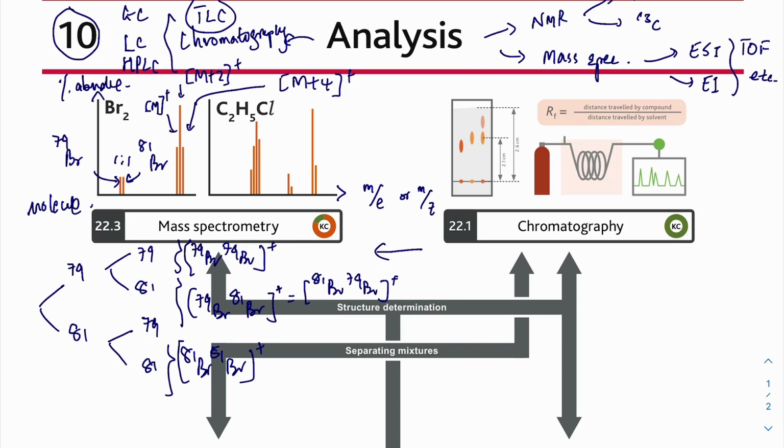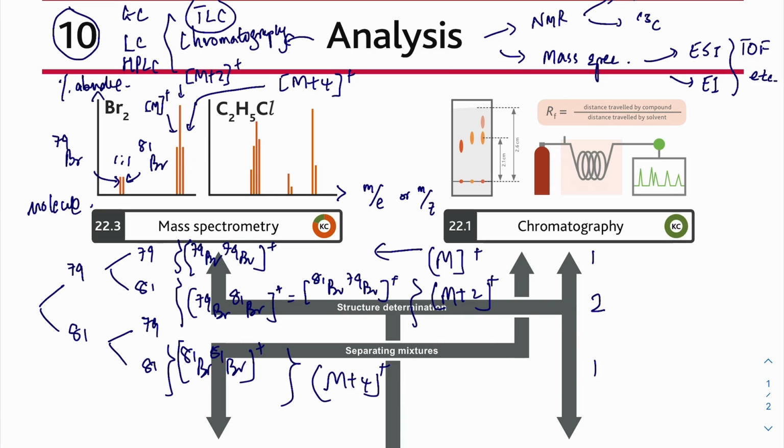So you get M plus, you get M plus 2, plus, you get M plus 4, plus. This gives you the one line. This gives you two lines. Well, exactly not two lines, but it's double the intensity because you have both of them contributing to you. That's why it's 1:1 ratio.